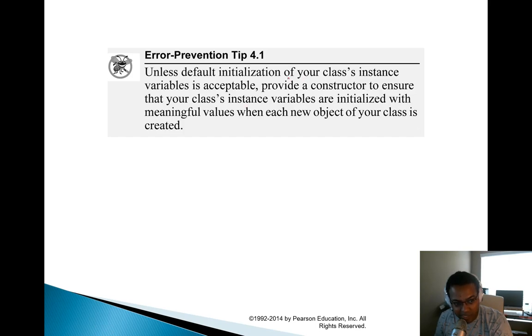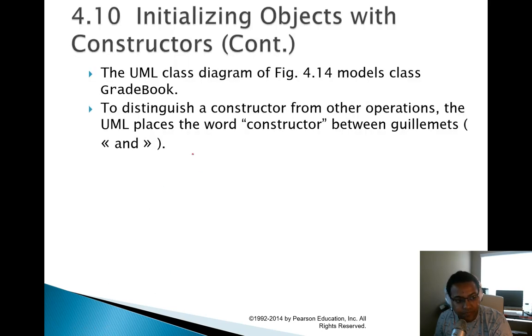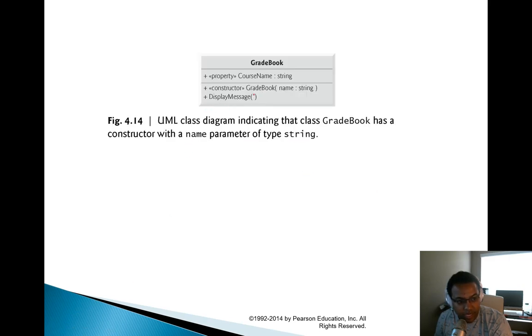Unless default initialization of your class's instance variables is acceptable, provide a constructor to ensure that your class's instance variables are initialized with meaningful values when each new object of your class is created. And here's a UML diagram that shows the constructor with the guillemets. And there's your constructor.